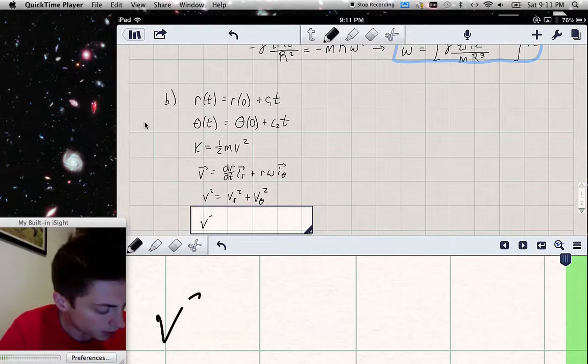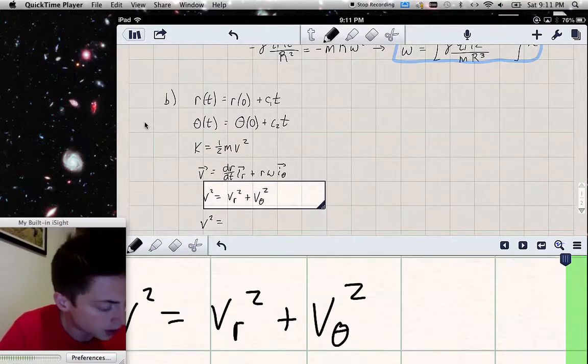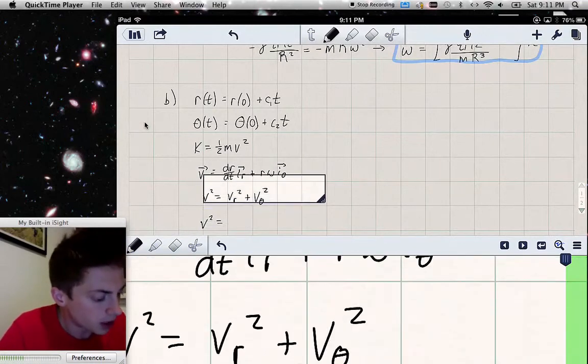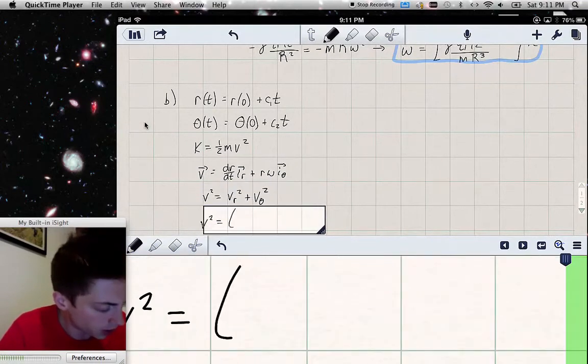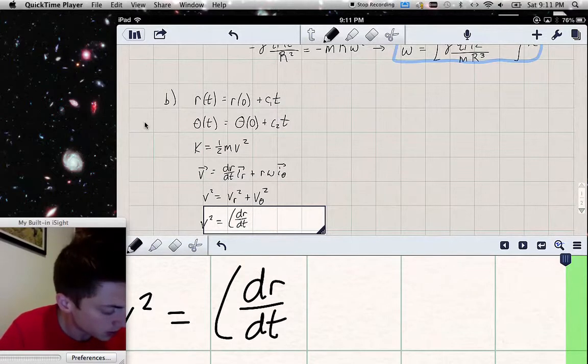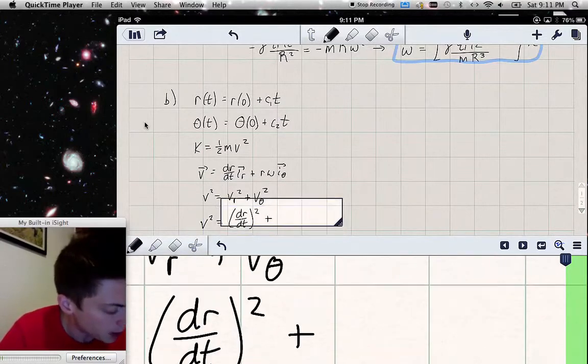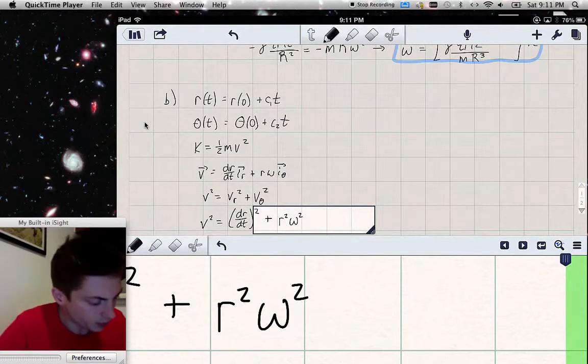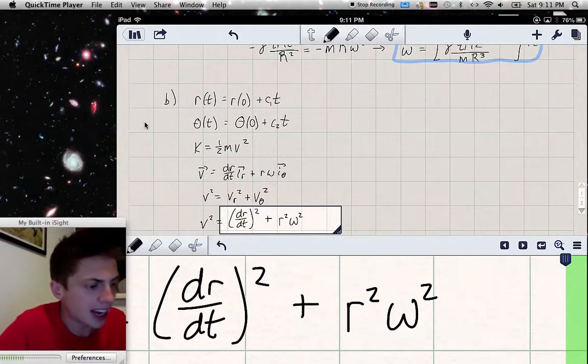Okay, so we have v squared, which is what we're looking for, is vr squared. vr is the r component, the coefficient of i_r, okay? So we need this first derivative of r with respect to time, and we need to square it. Plus v theta, which is the coefficient of i_theta, squared. That's going to be r squared times omega squared. All right. Now each of these are evaluated at any time t, I suppose, right? We're finding the kinetic energy here as a function of time.